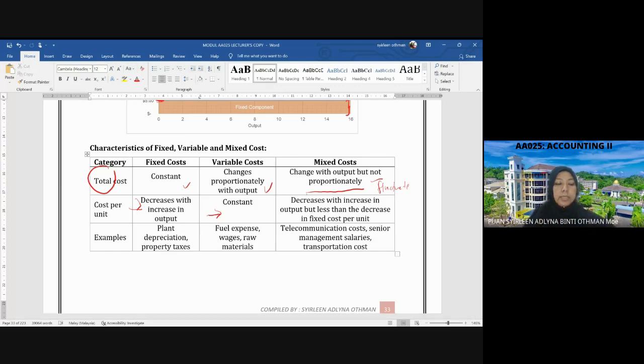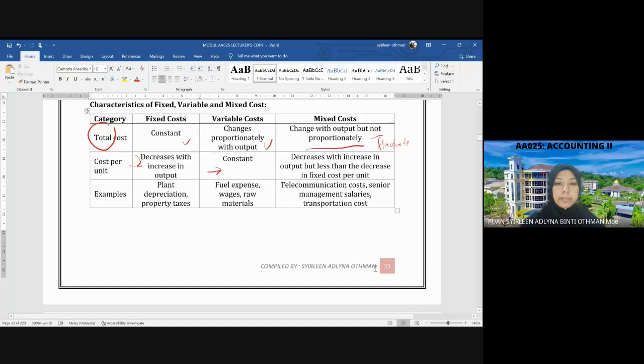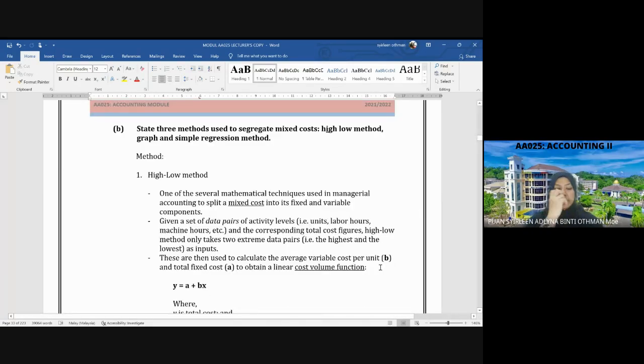Okay, so this is the theory part which Madam already explained in video part 1. Okay, alright, so we move on to the calculation part. Okay, so previously our syllabus exposed students to 3 methods to segregate. Okay, if you see the word segregate here, that means we want to separate the mixed cost. Because when we want to calculate the total cost for a production unit, you need to segregate the mixed cost. We cannot calculate it as one item because in the mixed cost item there are variable and fixed costs. So when we want to calculate, we must separate it first.